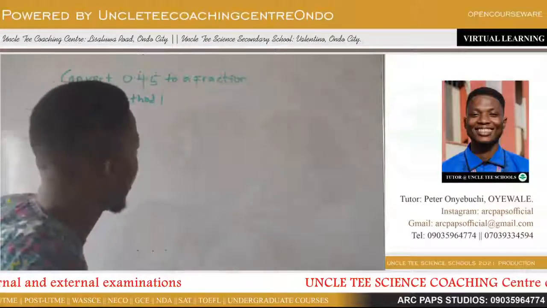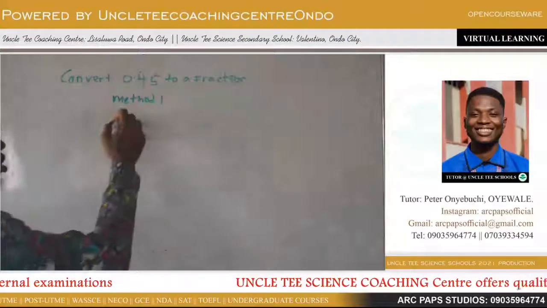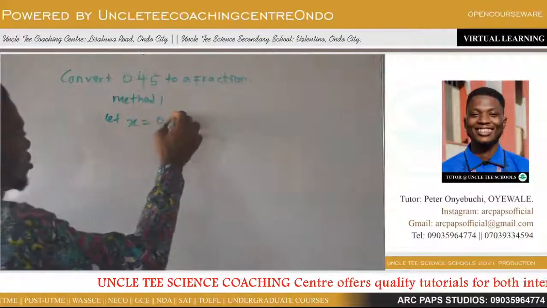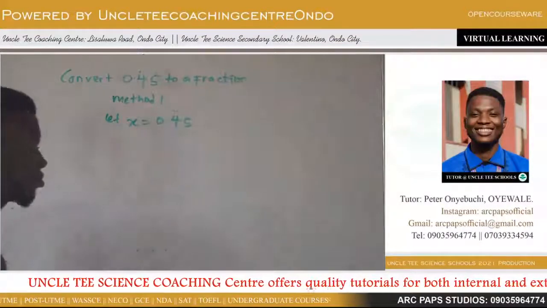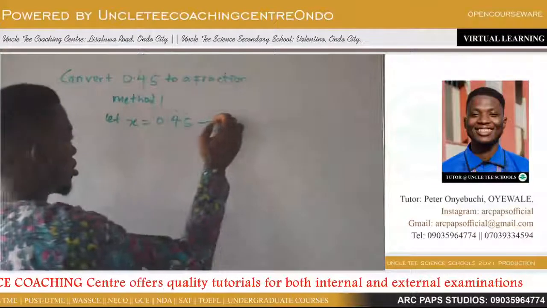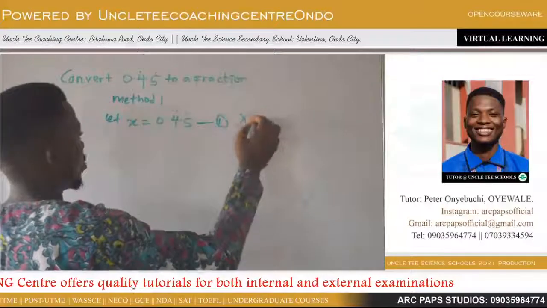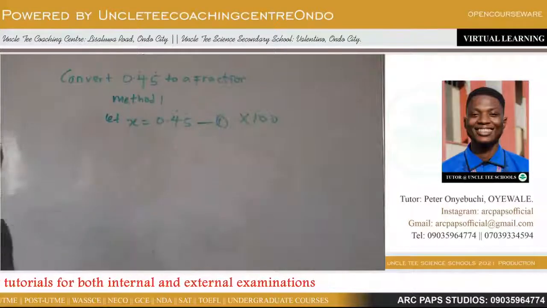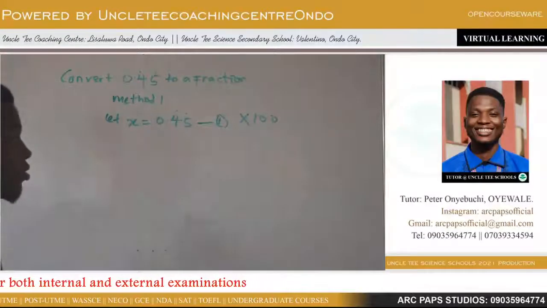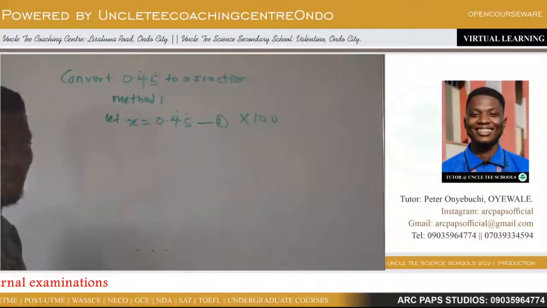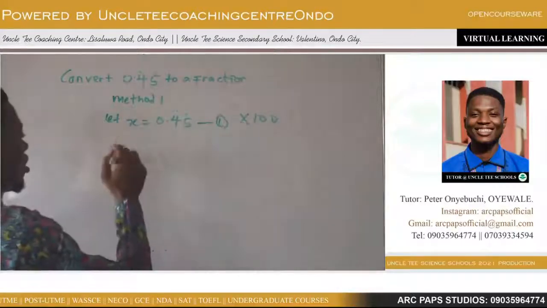Now, how we apply this method is that for 0.45 dot dot, you say let x be equal to 0.45 dot dot. Now, if x is equal to 0.45 dot dot, let's call that equation 1. Now we multiply equation 1 by 100 because we have two digits repeating. If we multiply x by 100, you are going to get 100x.